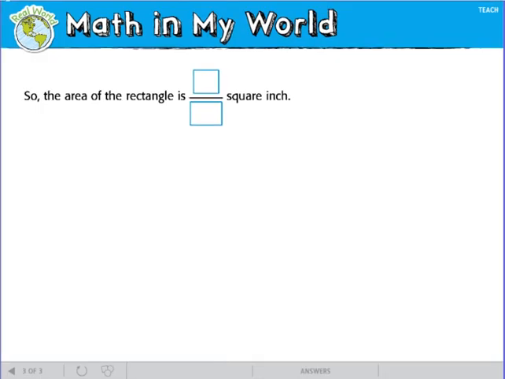All right. So the area of the rectangle is what square inch? 5/12. 5/12 square inch.